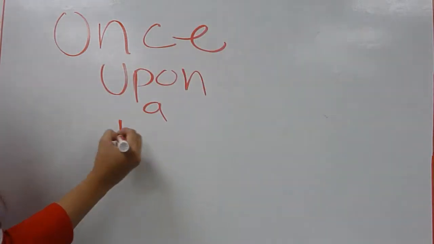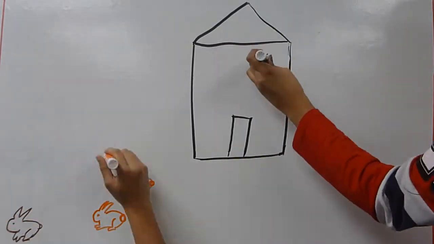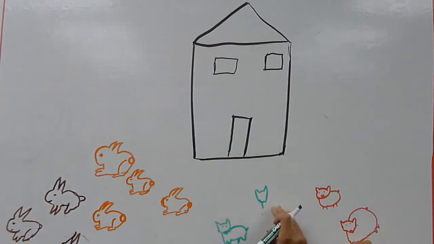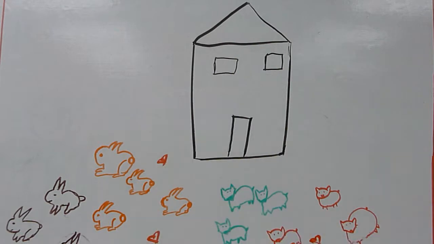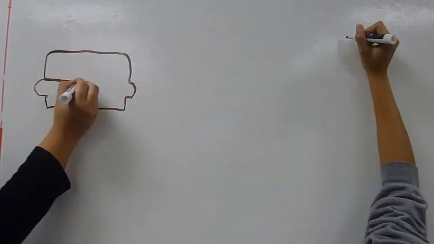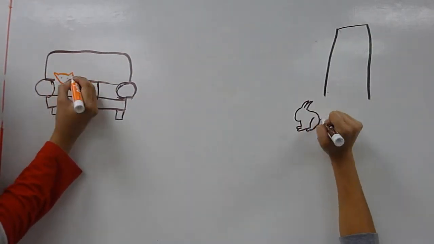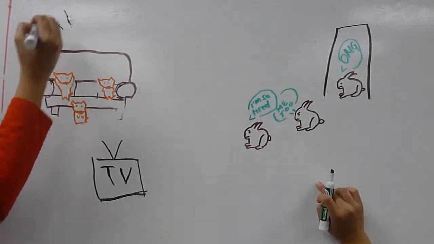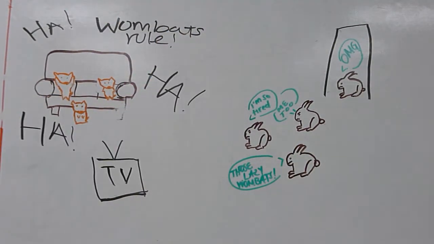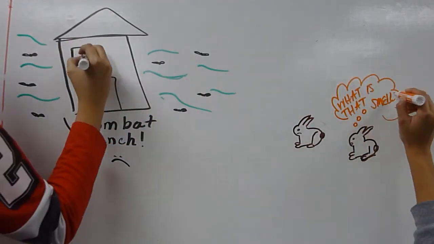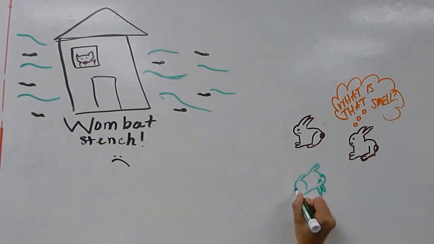Once upon a time, there were several bunnies and several wombats living in the Bunny Wombat house. The bunnies came back home from work every day, tired and expecting a relaxing evening. But what they came back to was a dirty home and lazy wombats. The wombats were so filthy that their stench could be smelled from a mile away.